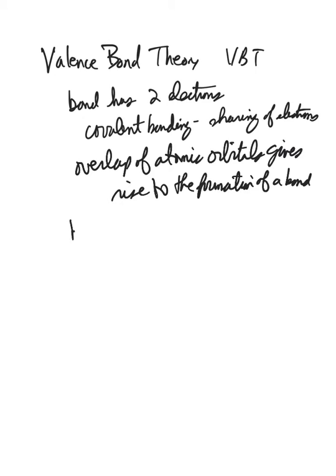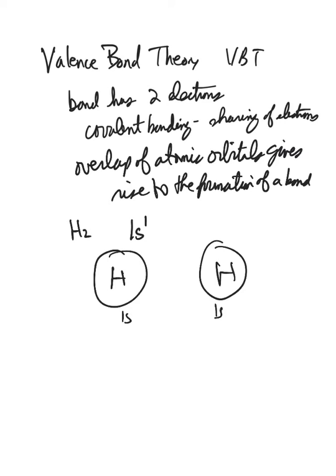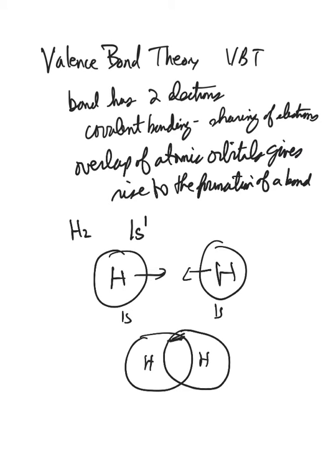The simplest example is to look at diatomic molecular hydrogen, H2. Remember, hydrogen has a ground state electronic configuration of 1s1. So if we have a couple of hydrogen atoms, their 1s orbitals, remember they're spherical, come together, they can overlap those atomic orbitals, and that would give rise to a bond. It's a particular type of bond that we'll later call a sigma bond.